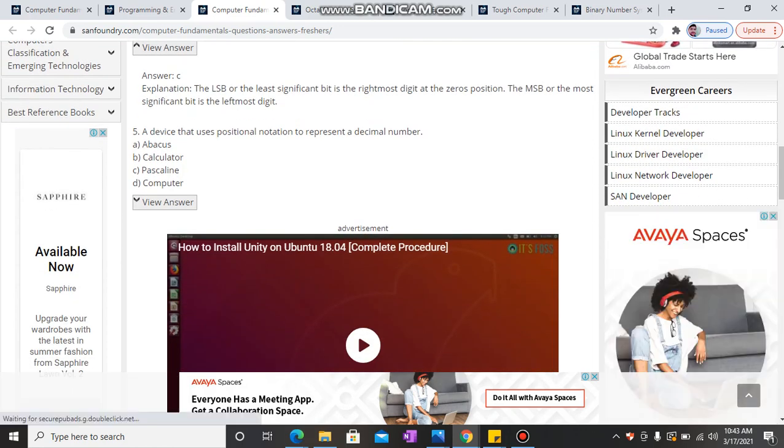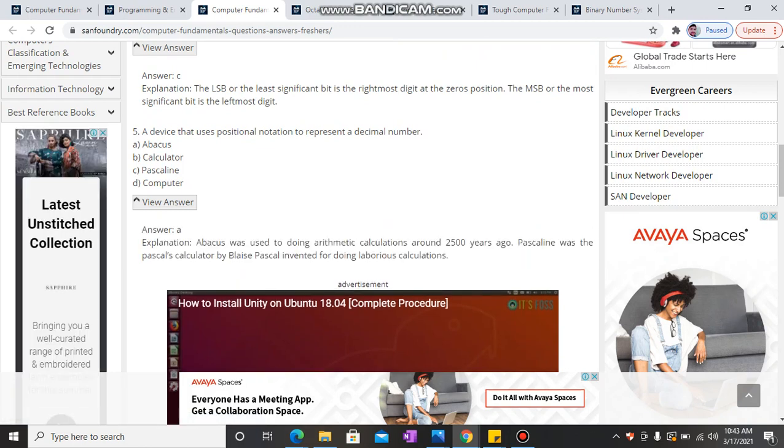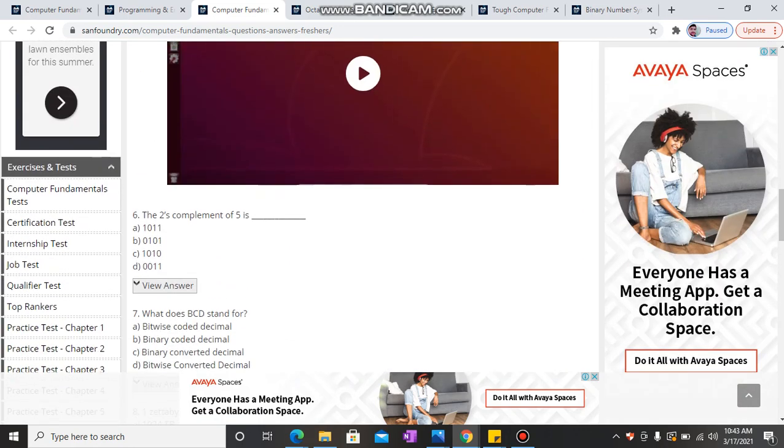A device that uses positional notation to represent decimal numbers, simply that is the abacus. So the abacus was used for doing arithmetic calculations long ago. The Pascaline was the calculator by Blaise Pascal, invented for doing laborious calculations.